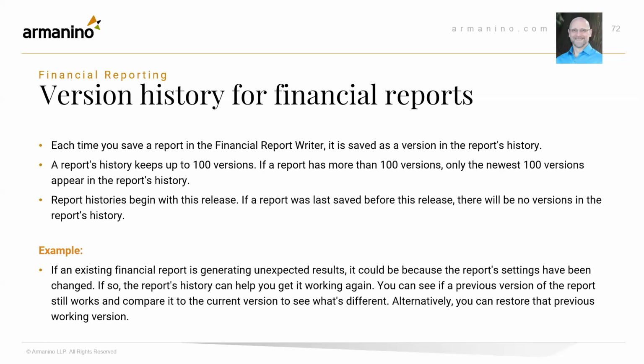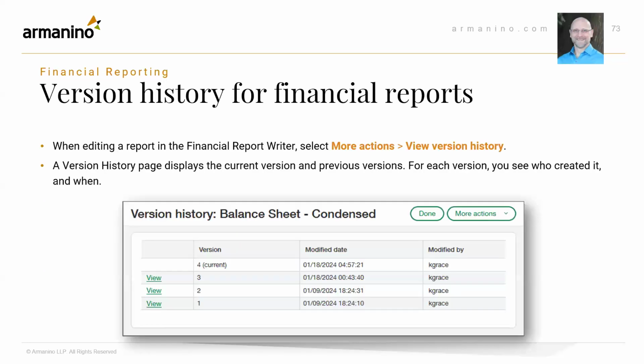This is actually super exciting to me because I've always been really into one of Sage Intacct's superpowers, which is reporting. They've created the ability to save versions in the financial report writer. Up to 100 versions is what it will save for you, and then it'll just start overriding those, so the most recent 100 versions. And the cool thing is you can do things like see version history, which I'm going to demo in just a minute.